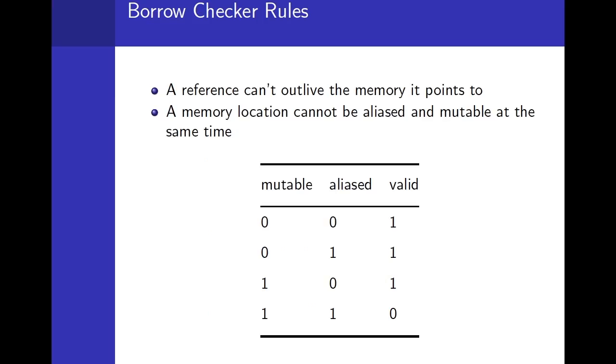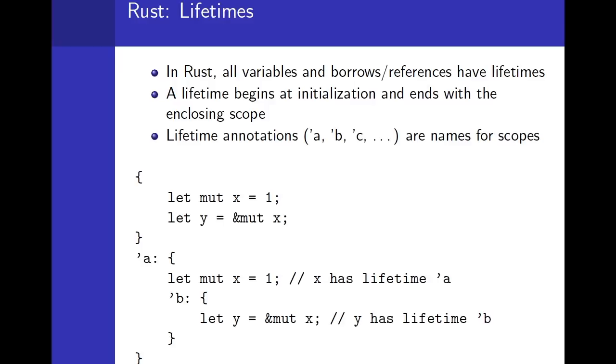So here are the borrow checker rules. The biggest one here, obviously, is that a reference cannot outlive the memory it points to. Below that is a table that shows the valid inputs, particularly showing that you cannot have two mutables simultaneously. In Rust, all variables and borrows have lifetimes, and that lifetime begins at initialization and ends with the enclosing scope. Below can be seen the same code written twice. On the top is what the programmer would write, and on the bottom is how the compiler would interpret the scopes of each variable.